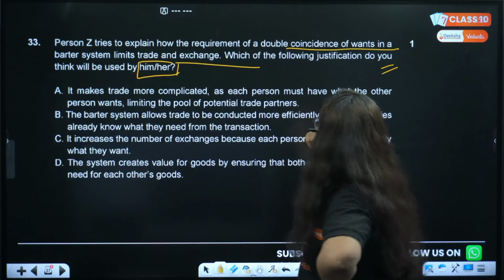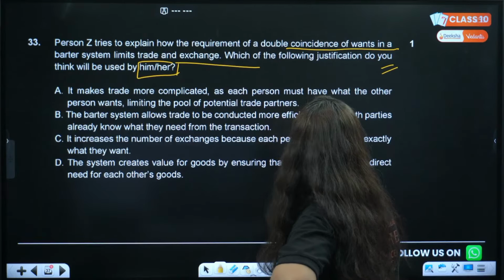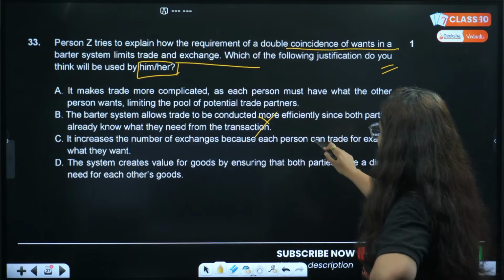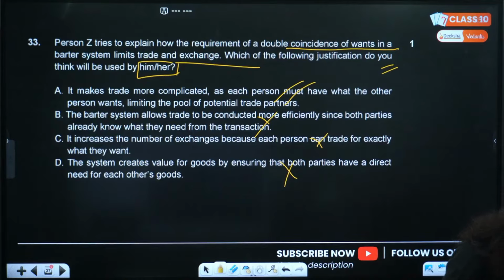Okay. The barter system allows trade to be concluded more efficiently. Wrong. It increases the number of exchanges. Wrong. The system creates value for goods by ensuring... No. Option A is correct. Who was answering D? No. A is correct, students.